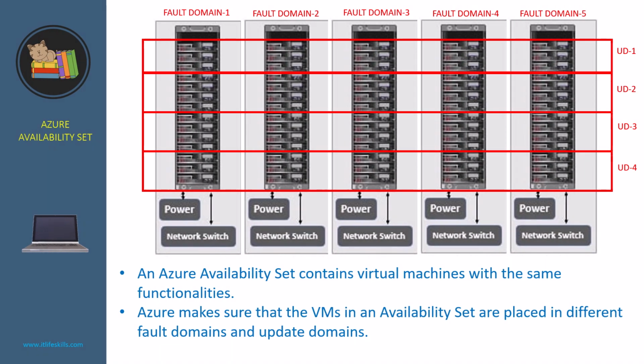So what is an Azure availability set? An Azure availability set contains virtual machines with the same functionalities. Azure makes sure that the VMs in an availability set are placed in different fault domains and update domains. For example, if we deployed an availability set which includes 5 VMs in this diagram, here is a possible deployment.